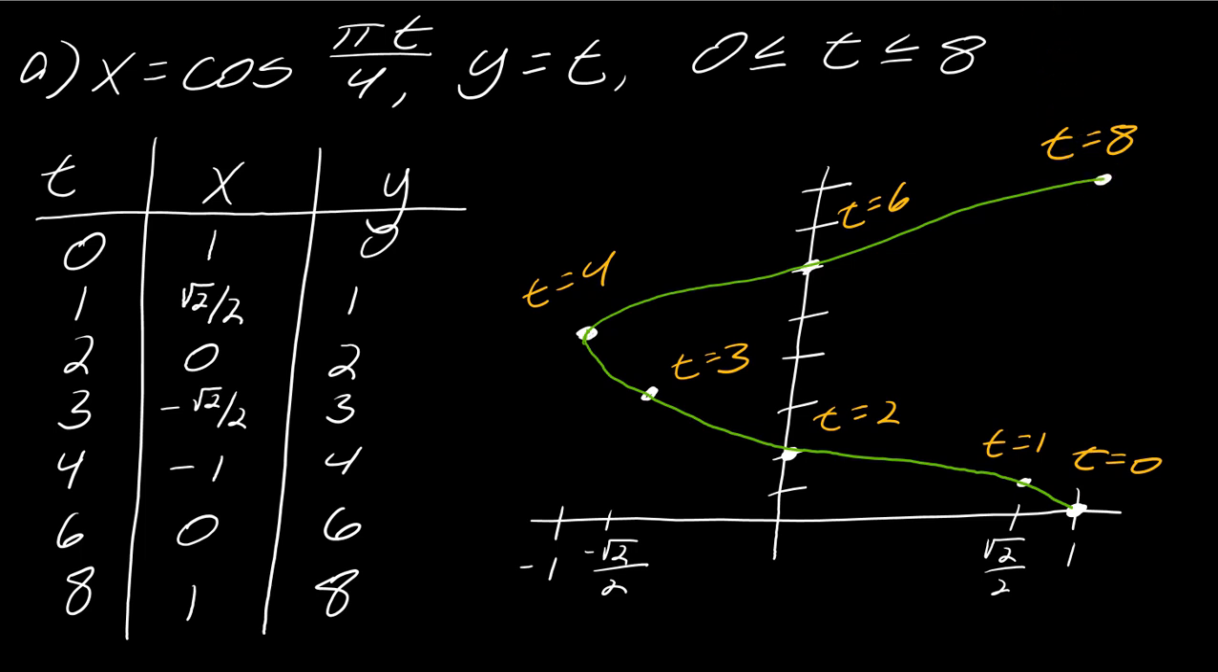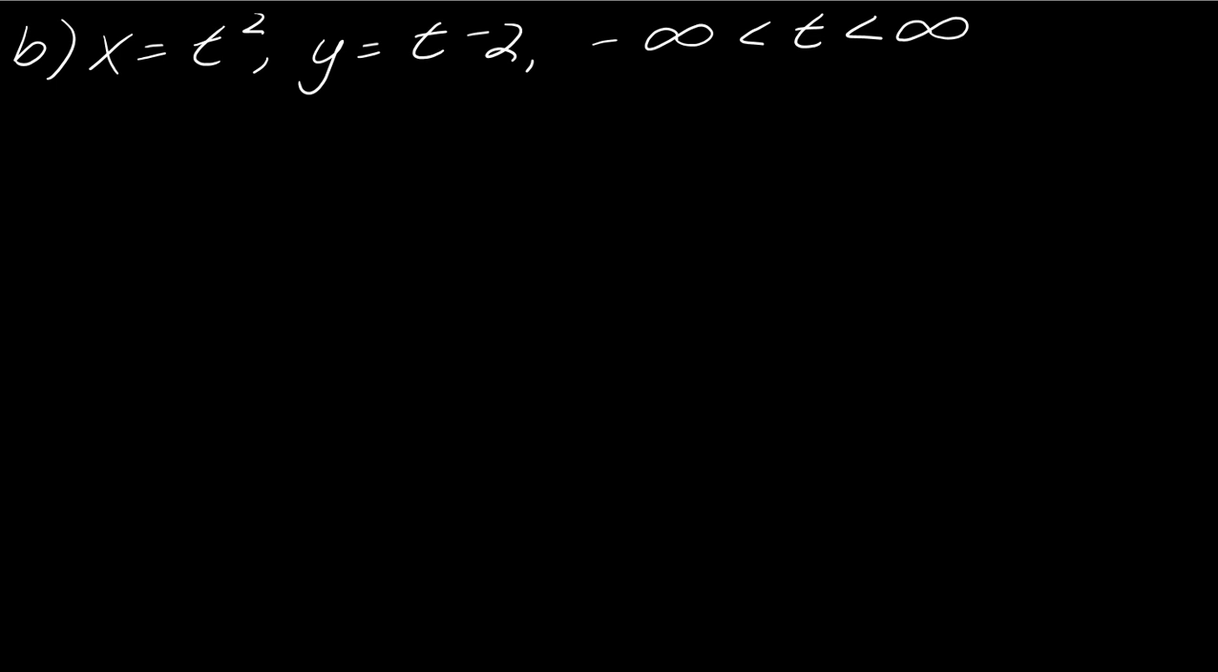Okay. So let's do the other graph now. In this case, my T's go from negative infinity to infinity. So in this case, I'm trying to just establish this long-term pattern.